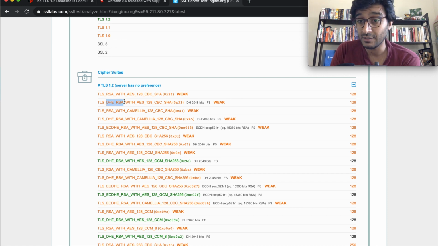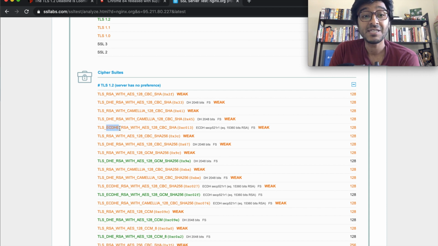If it's ephemeral, yeah, you've got only one session. Tough luck. RSA with Camellia. I don't know what Camellia is. This is one symmetric encryption, but I bet it's weak because it's RSA as a key exchange, right? It's not perfectly forward. DHE RSA, not perfectly forward.